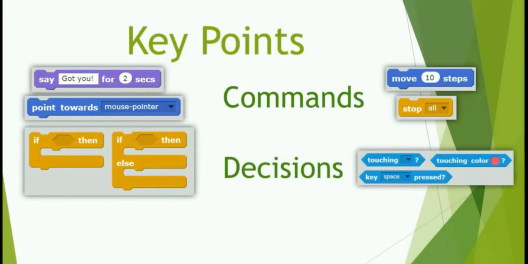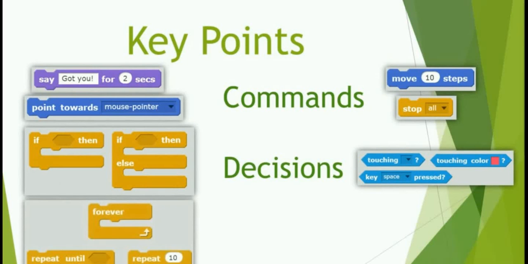These are called sensing blocks because they can sense if the sprite is touching another sprite or if it's touching the edge. We can sense if the key on the keyboard is pressed, and we can also sense if one color is touching another color. And we'll have a look at using some of them decisions in today's lesson.